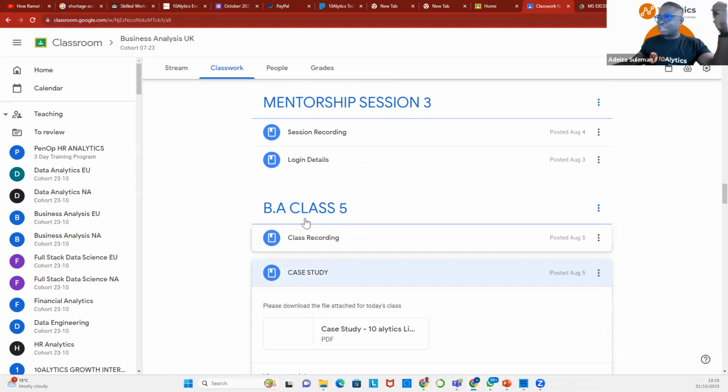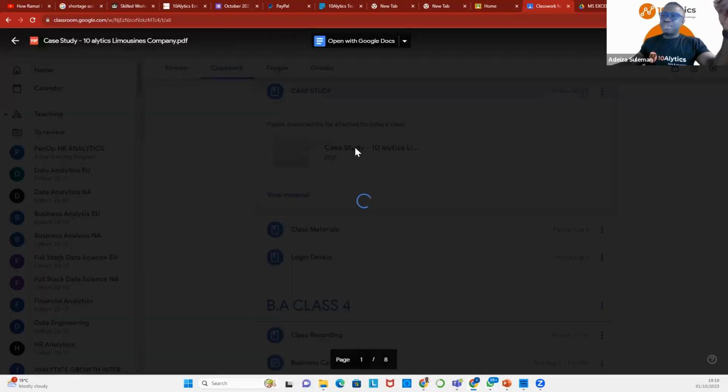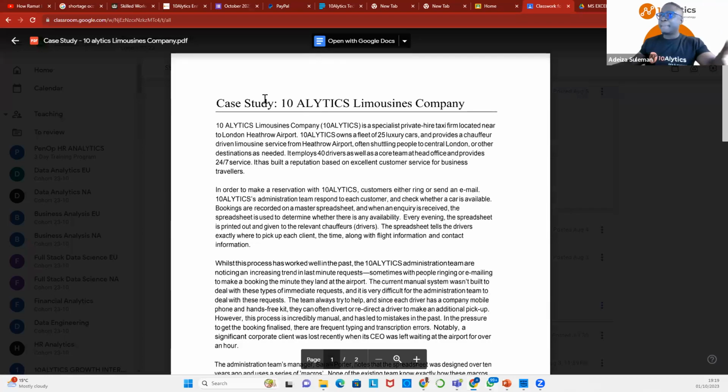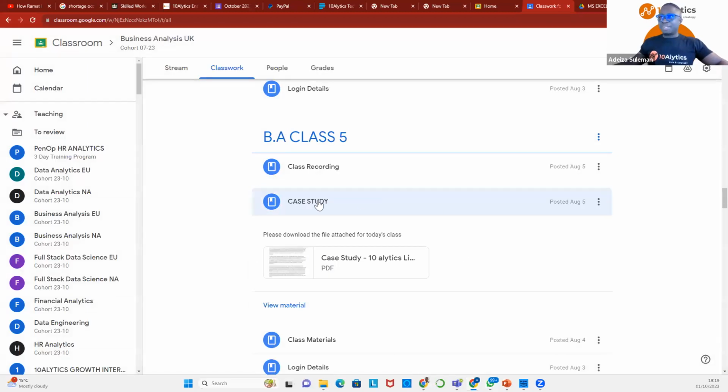You have another case study on your fifth BA class where you'll be helping another company, Tenalytics Limousines, to come up with an optimized process of how they do business. So all the things you'll be doing are things you do as a business analyst in the real world. And that's the beauty of being a part of the class.